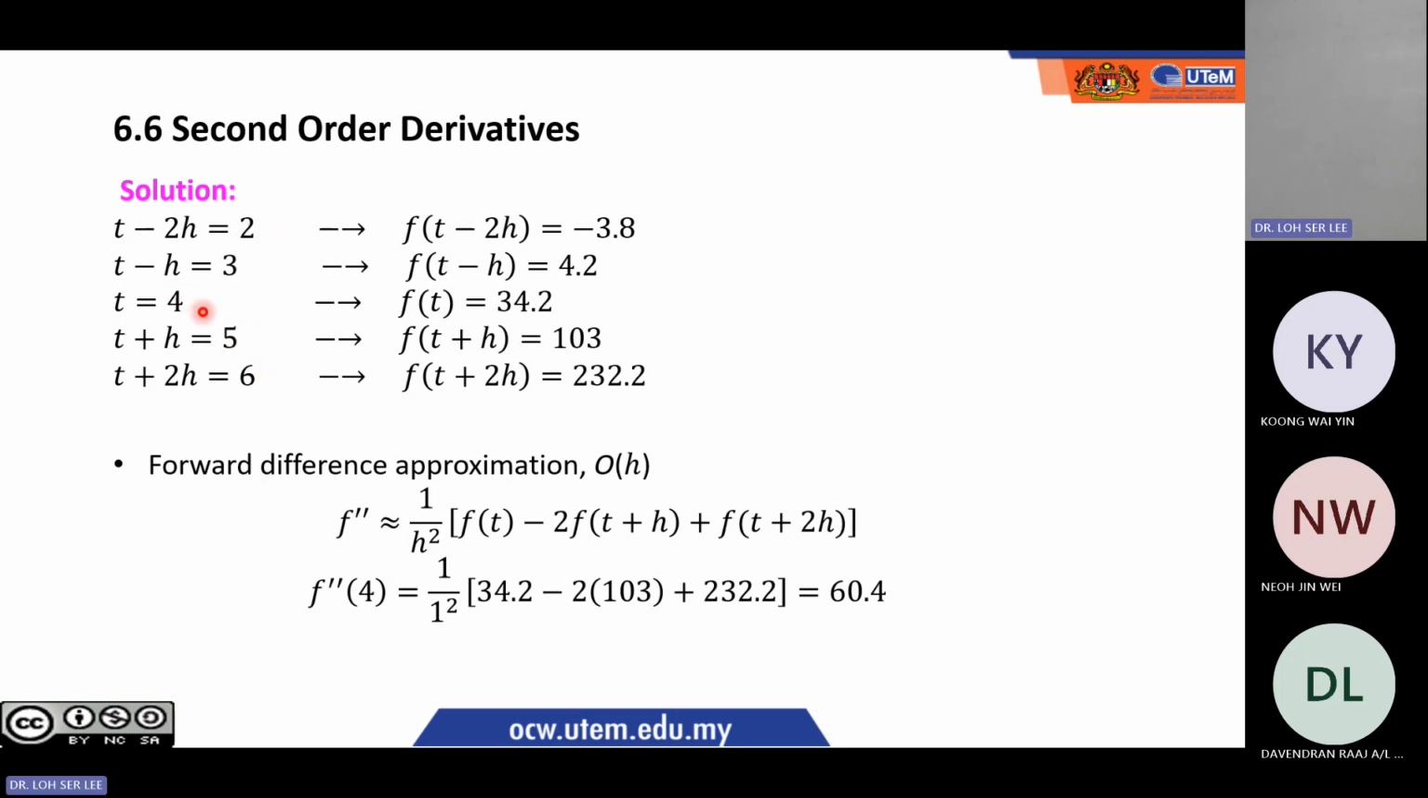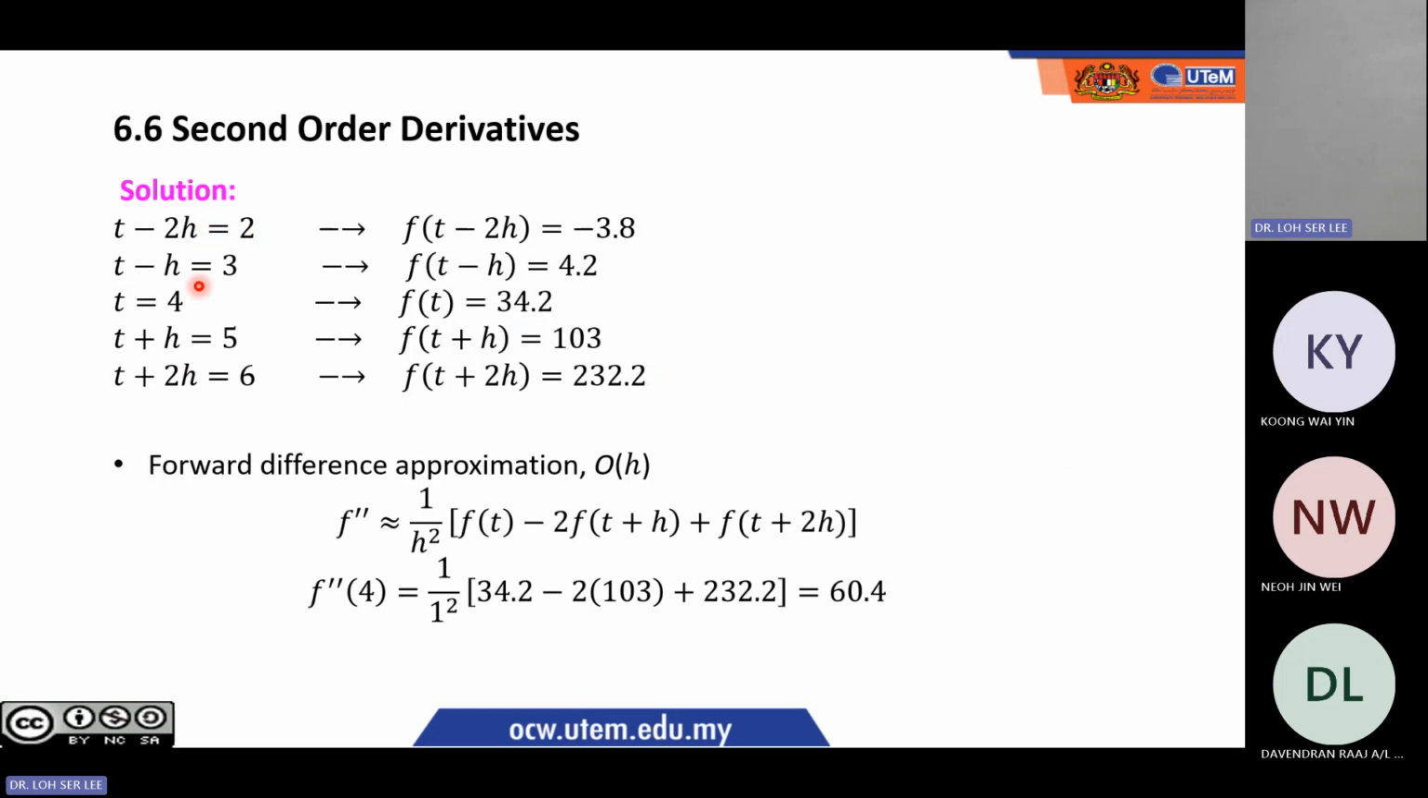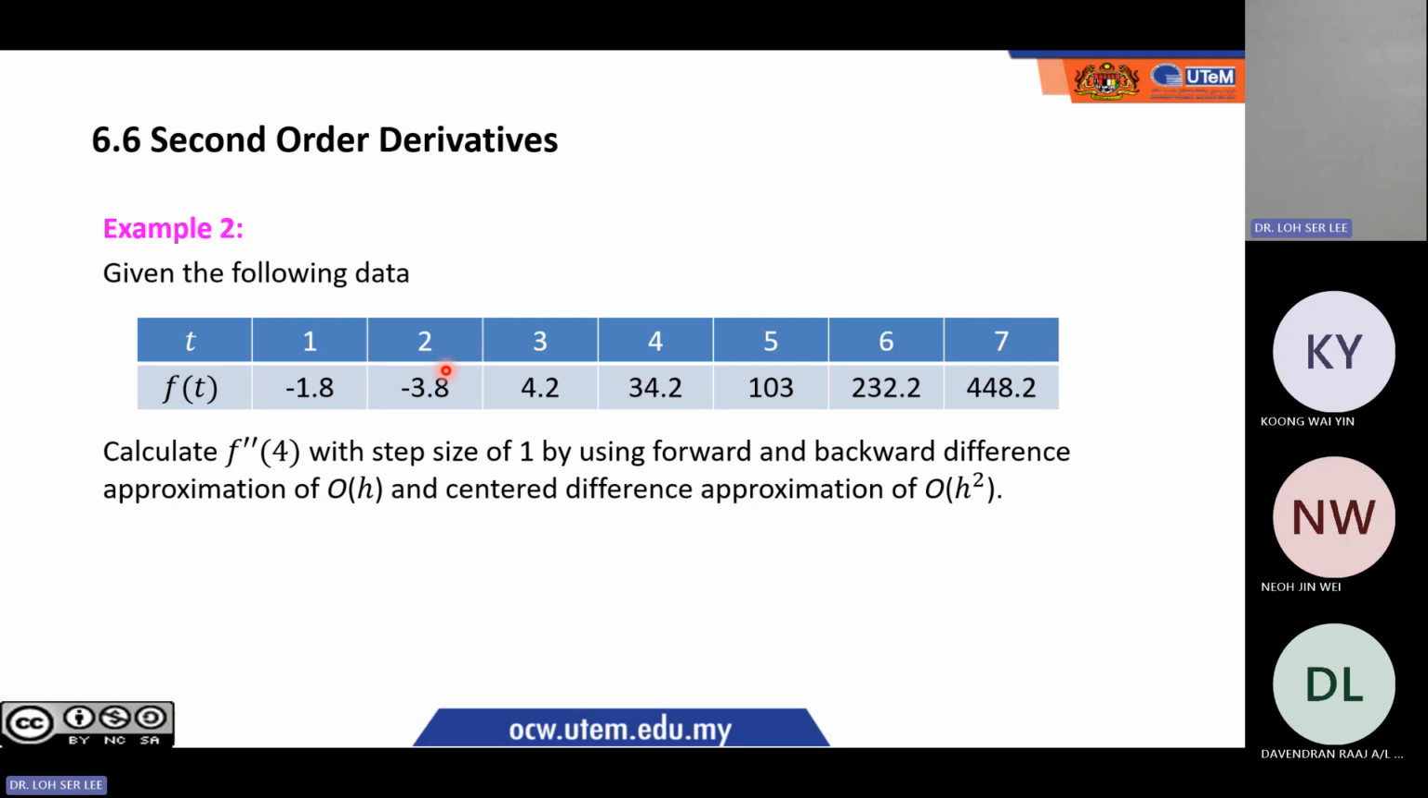After that, substitute all these values into the function. No function is given. You just take the values, you just take the needed values. Okay, 2, 3, 4, 5, 6. So that means we need these 2, 3, 4, 5, 6, and their corresponding f values.